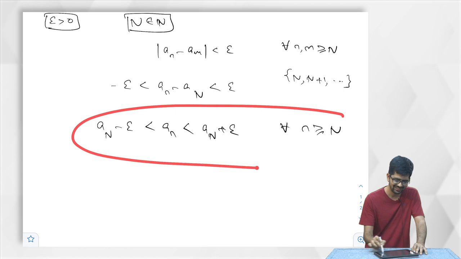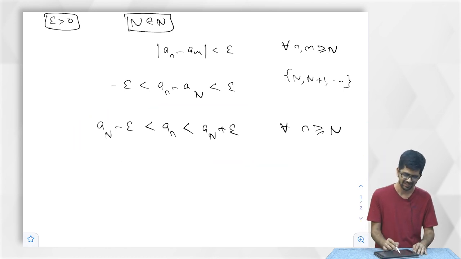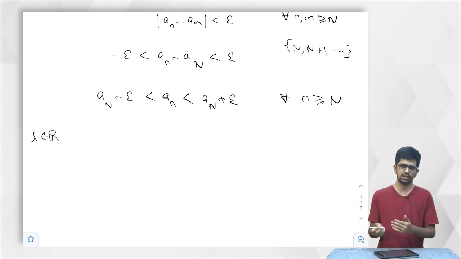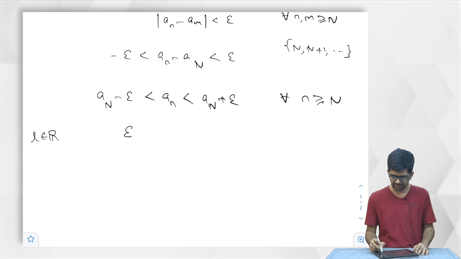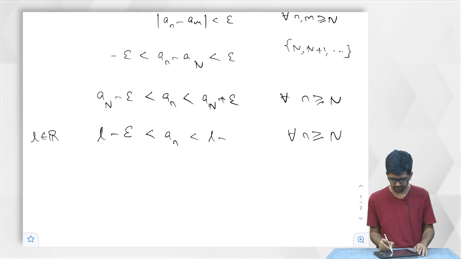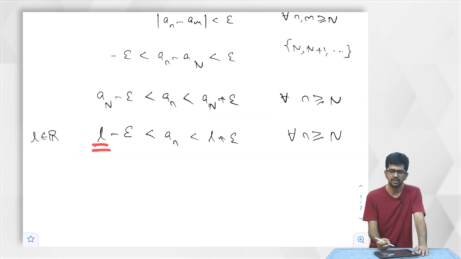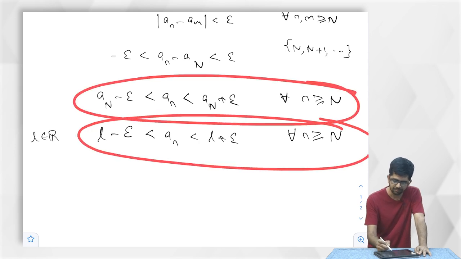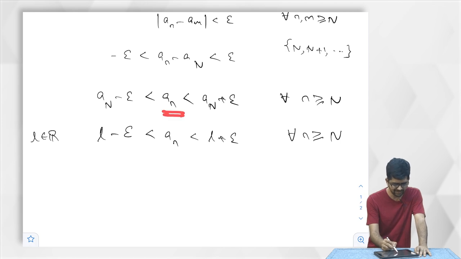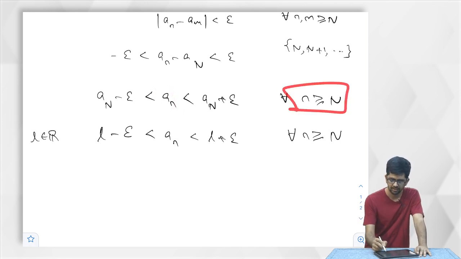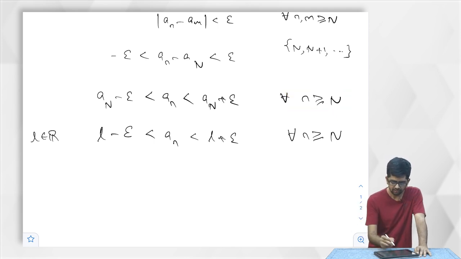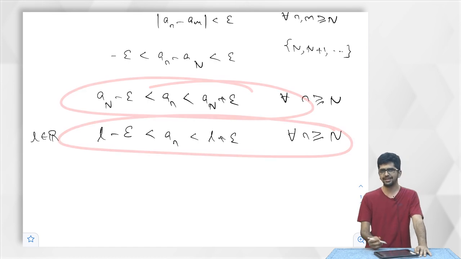This kind of thing should remind you of something that you have seen before. Whenever we talk about a sequence being convergent, what do we have? An element L belonging to R with the following property: given epsilon positive, there exists an N such that for every n greater than or equal to N, we have L minus epsilon less than a n less than L plus epsilon. This is the definition of the sequence being convergent to L. If you observe, these two look exactly the same. This is a real number, and this varies in a set a N, a N plus 1, a N plus 2, and so on.